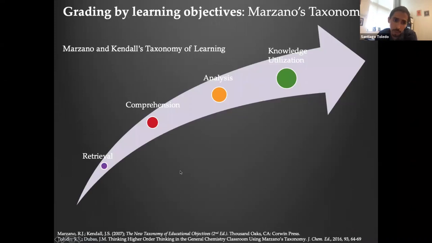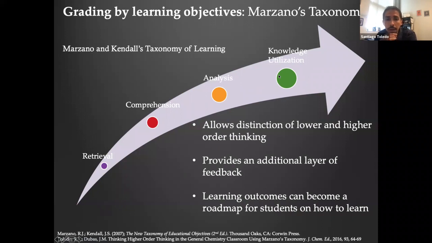Marzano's taxonomy, I'll just do a quick reminder, is a taxonomy of learning structured in a hierarchical way between lower order thinking, which are these two levels of learning, and higher order thinking, the top two levels over here. The idea is that I've created a framework for the class where the students are introduced to the taxonomy and to the learning objectives using the taxonomy. And now what I'm hoping to do is to use this taxonomy to show them how well they're performing with certain objectives in lower and higher order thinking, and give them even more feedback than simply a number or a grade on an exam like an 83 or an 85, right?